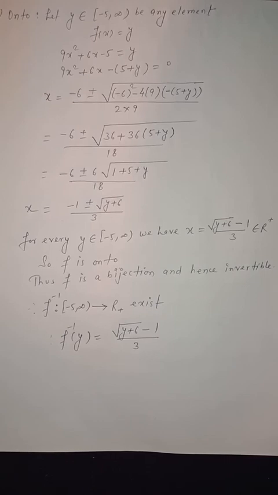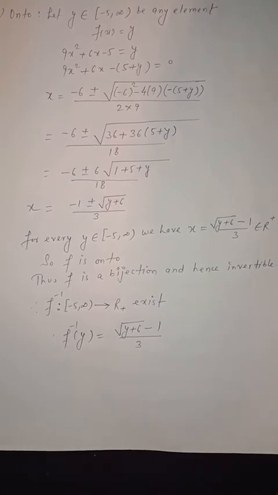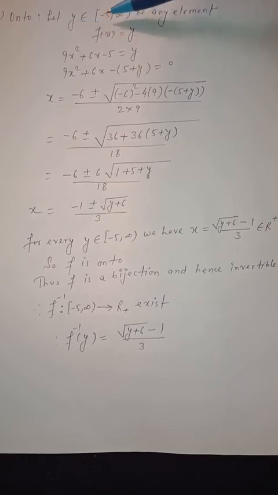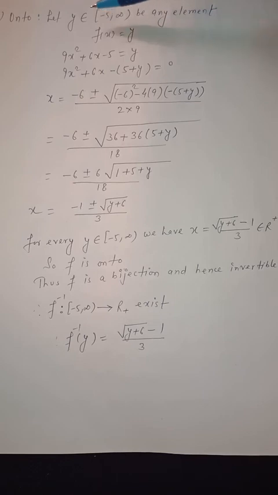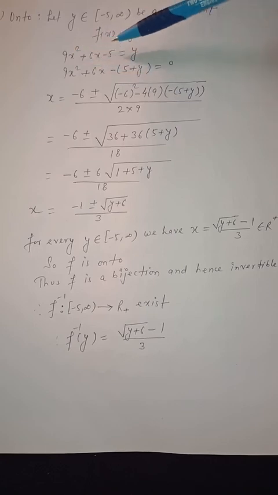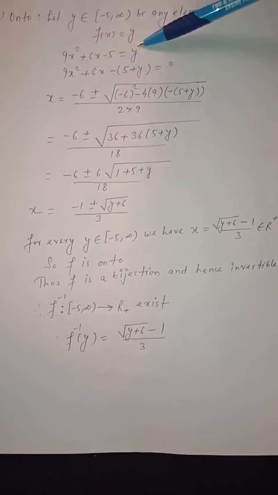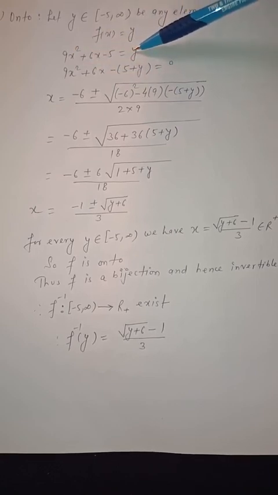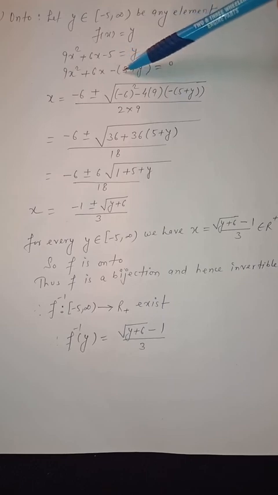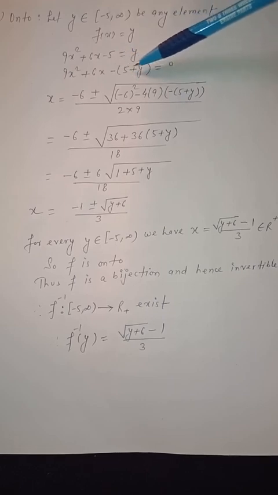Now the second step is for onto. For onto, let y be an element which belongs to set B, because here set B is from minus 5 to infinity. Let y be any element such that y is equal to f(x), but f(x) is 9x square plus 6x minus 5, it should be equal to y. Now here do one thing, transfer this y to the left hand side, so this will become minus 5 minus y. I have taken minus common, it will become minus (5 plus y).